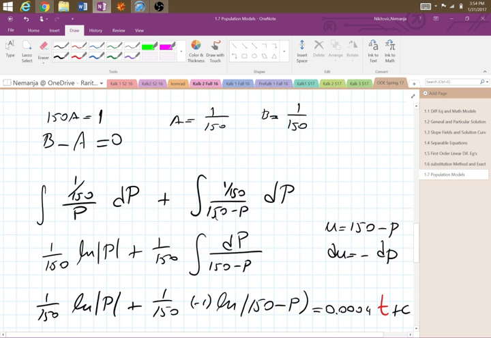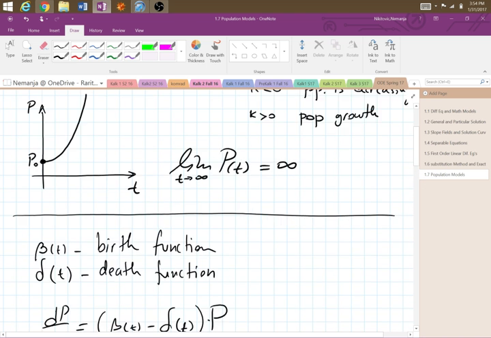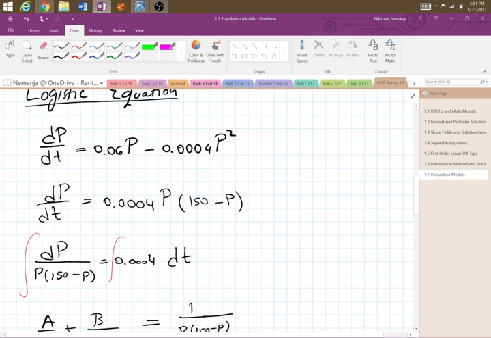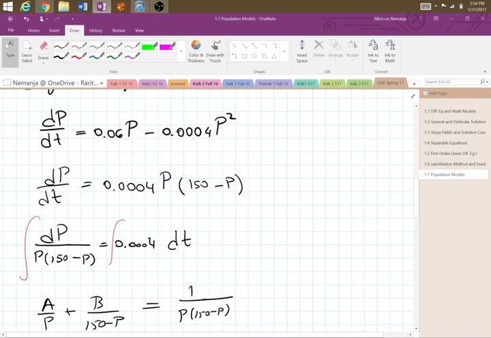All right, since there is so much stuff and mistakes, I'm just going to start from scratch and explain everything. So we are starting with the logistic equation. They give us 0.06P minus 0.0004P squared. We factor out 0.0004P. We are left with 150 minus P, and then we integrate both sides.